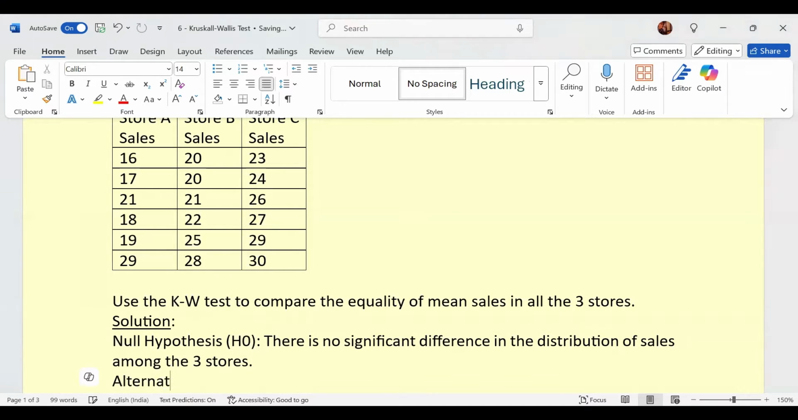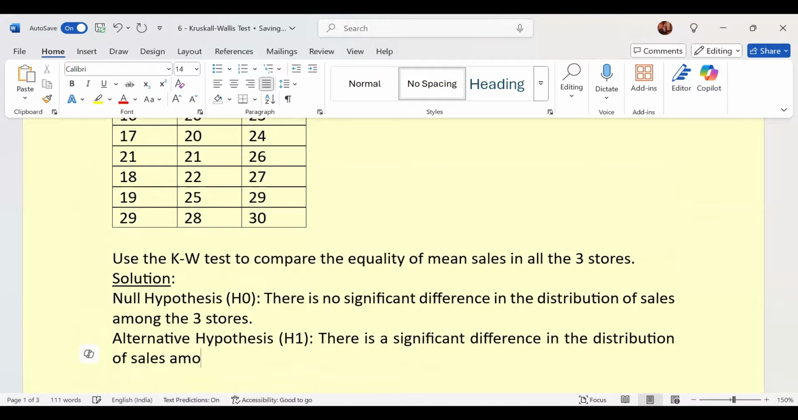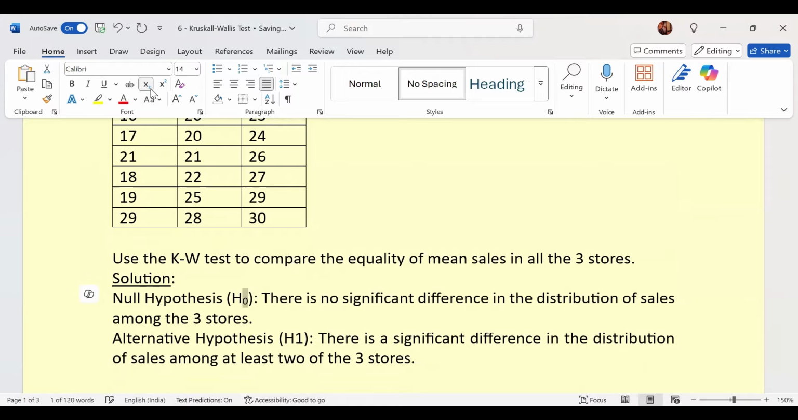Then the alternative hypothesis, H1: there is a significant difference in the distribution of sales among at least 2 of the 3 stores. Now we'll make this 0 and 1 as suffix. This one is H0 and H1.